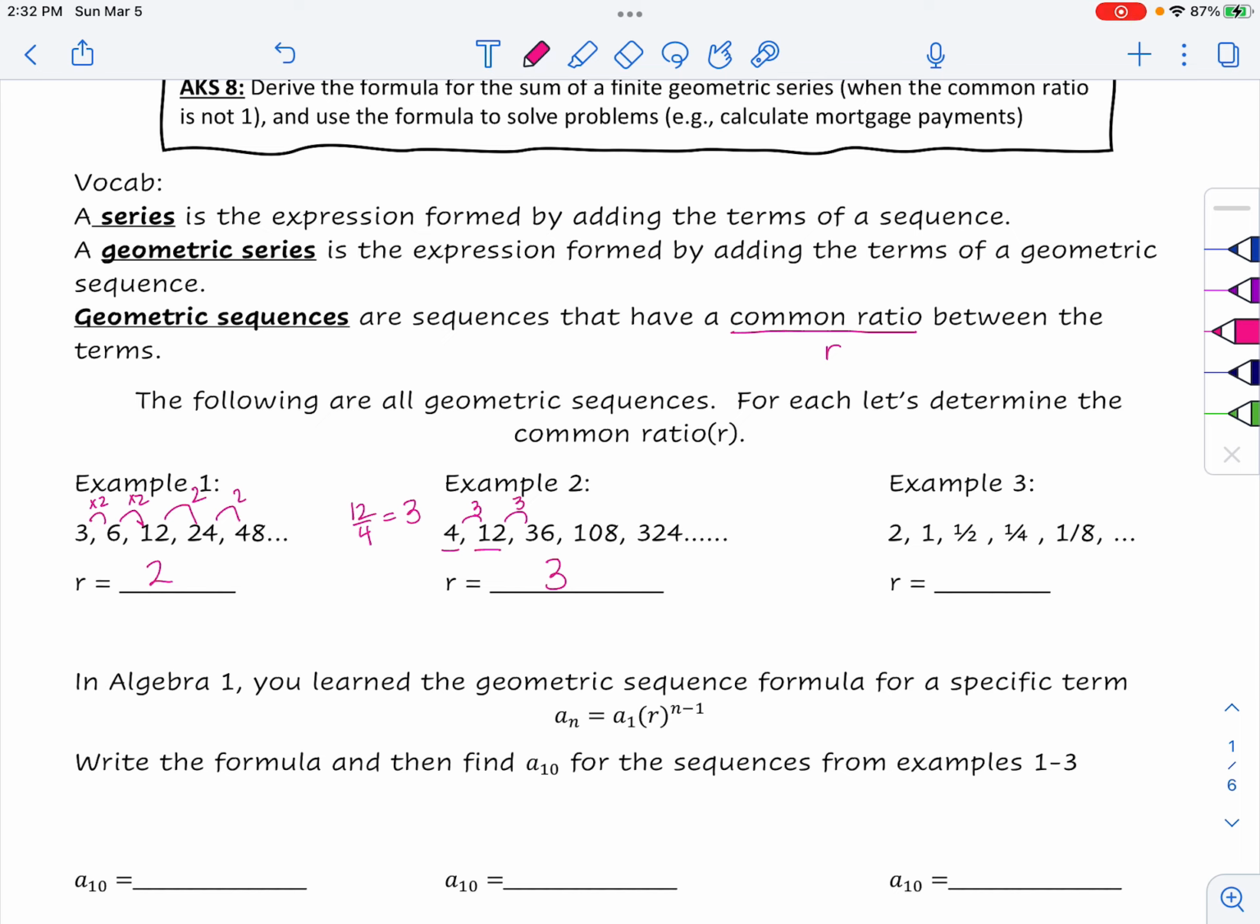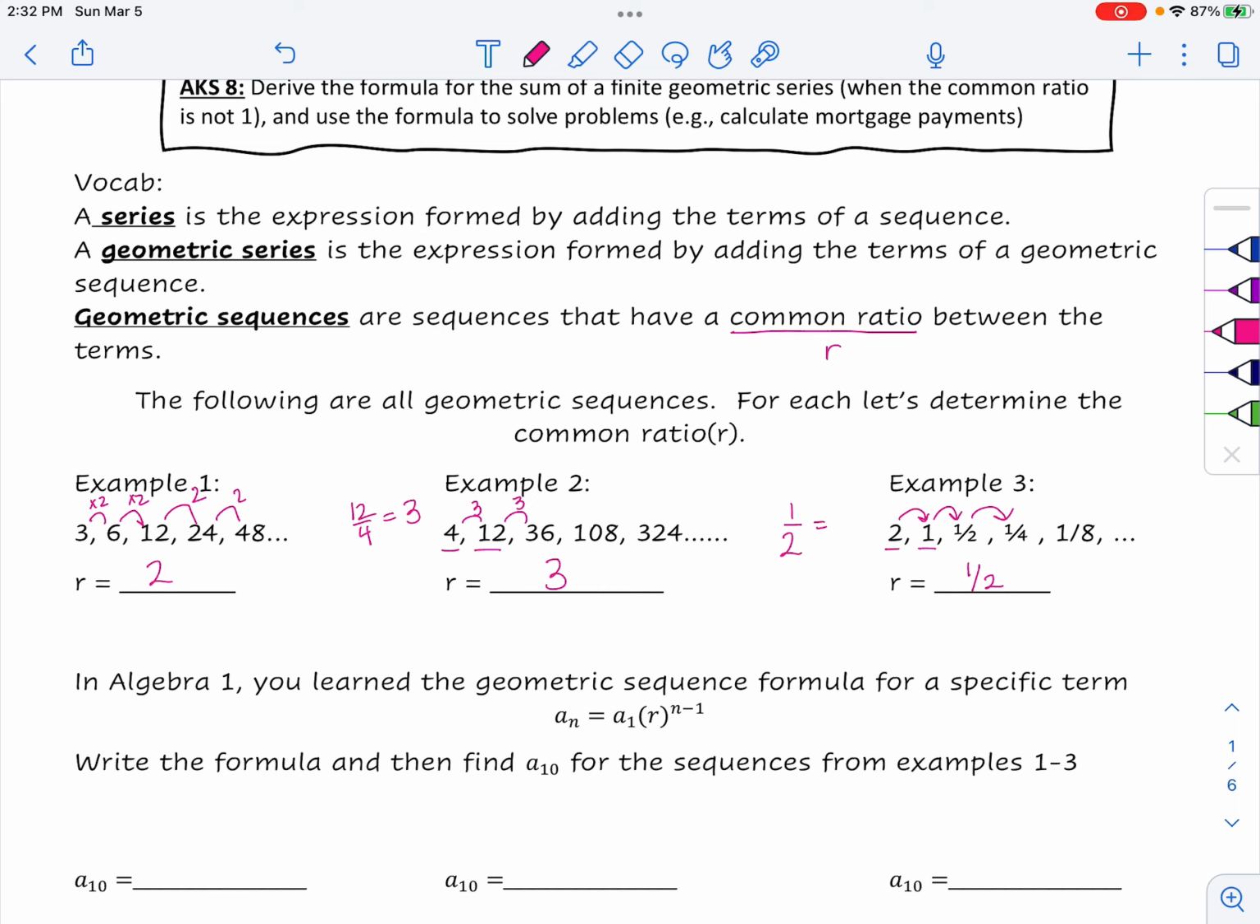Now for example number 3, notice that in this sequence, we are getting smaller. It goes 2, 1, 1/2, 1/4. Instead of trying to think about it, we can just use our dividing trick. We're going to pick two consecutive terms, and divide the second term by the first term. So 1 divided by 2, that's just 1/2. So the common ratio here is 1/2. And we can try to make sure this works. So 2 times 1/2 is 1. 1 times 1/2 is 1/2. 1/2 times 1/2 is 1/4, and so on.